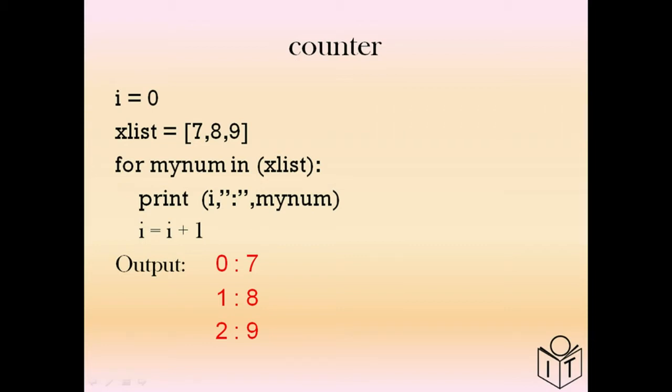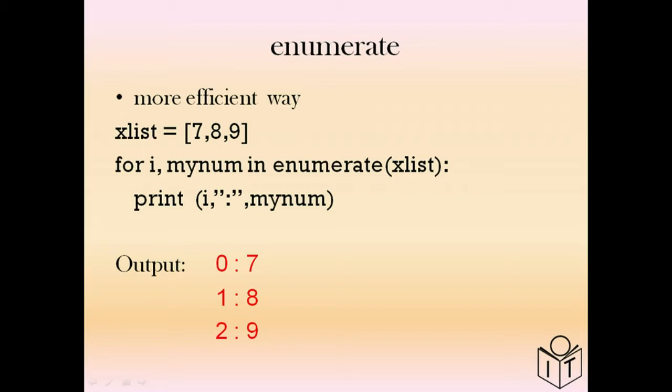There is another way to do this using the word enumerate. So here we have the same list 7, 8 and 9, but instead we're using the word enumerate. So you can see the code here, and we have the counter, which is i. We use a colon here just for show, and my number here. So we have 0, 7, 1, 8, 2, 9.